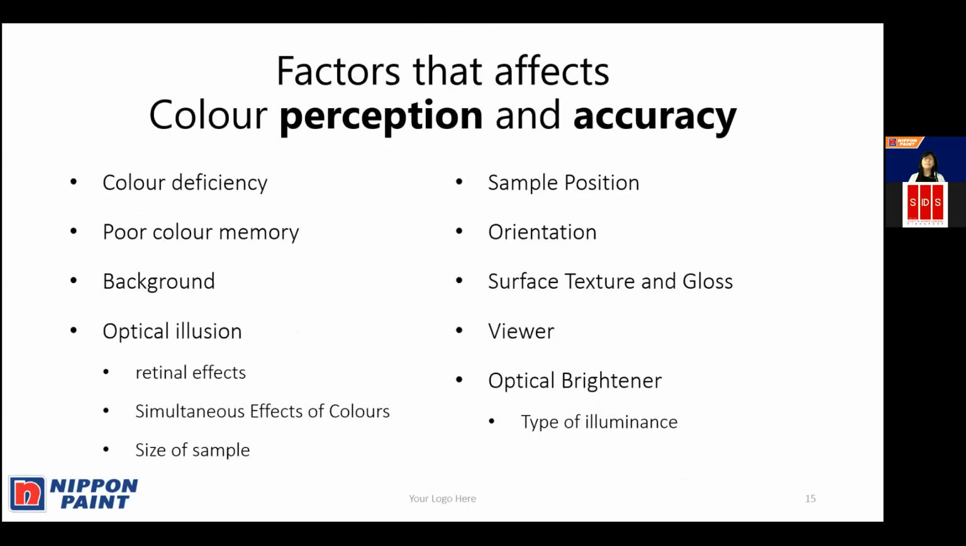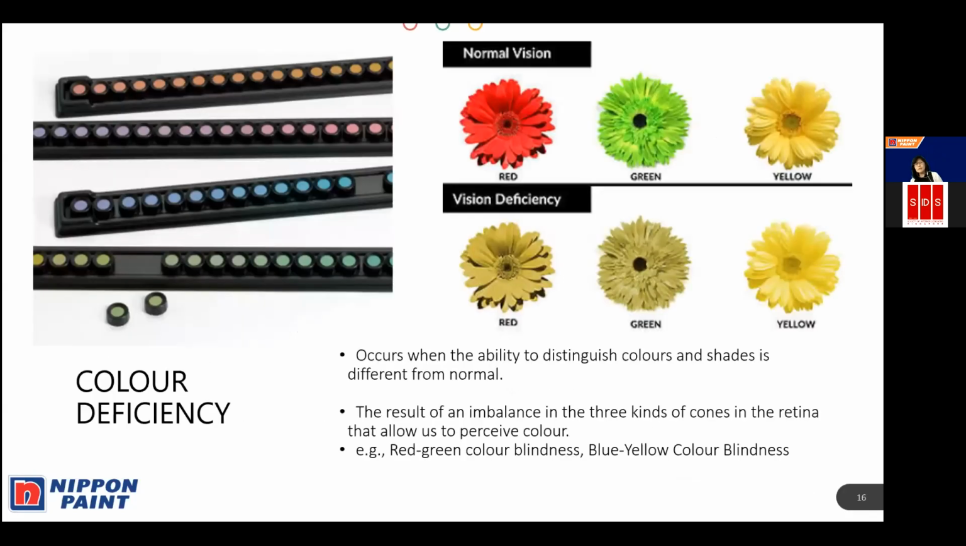As I mentioned earlier, these are the whole gamut of factors that can affect our color perception and therefore color accuracy. Here I will go through some of them visually. Color deficiency is one of them. Some of us do have some form of color deficiency. We may not be aware of it unless we subject ourselves to some color tests. But there are some people with very severe color deficiency. They are what we call color blind.